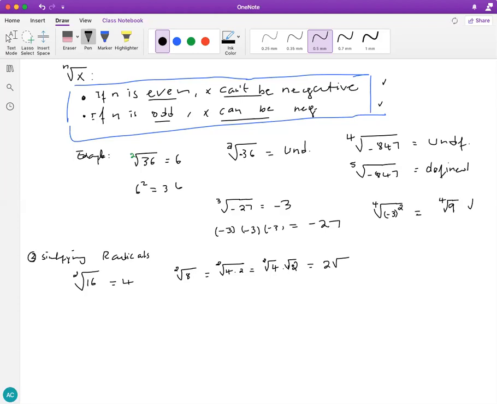But this one here, it doesn't have a perfect root. A number that multiplies by itself twice to get 2, that number is a decimal. So this can't be simplified, can't be reduced, or broken down into two numbers. We'll leave it like that. Okay, so this turns into 4, and this 2 stays inside the radical.